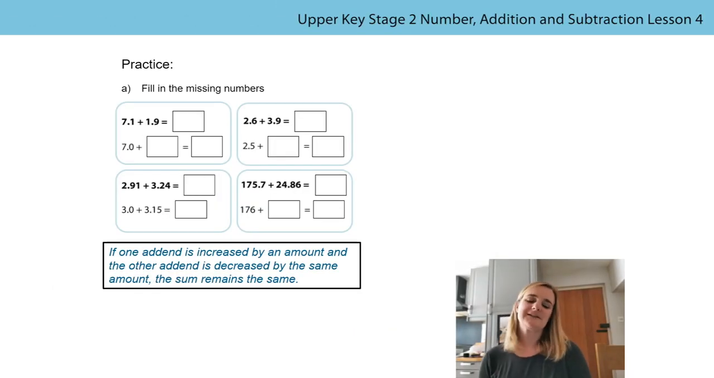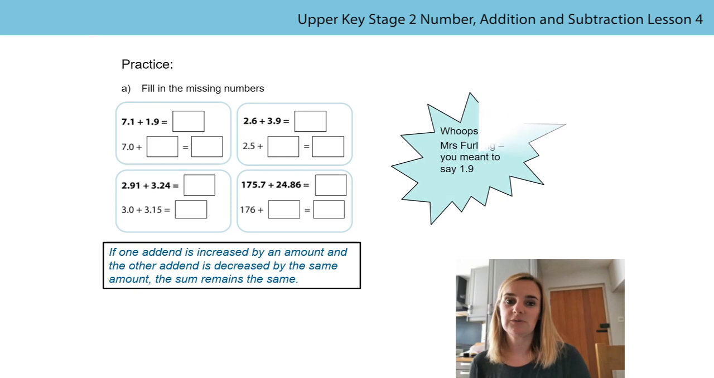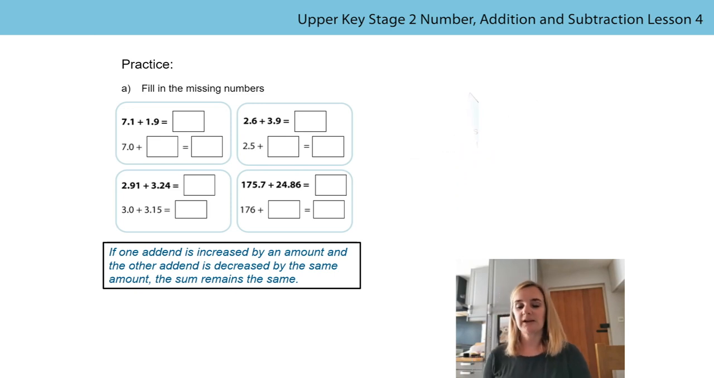Okay, so here's the practice that I left you with yesterday. Let's have a careful look at these. So we've got 7.1 add 1.98, and we needed to use those connections that we were looking at yesterday, that same sum calculation to help us.